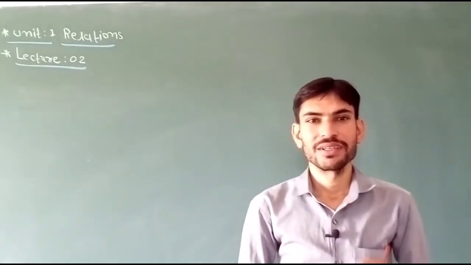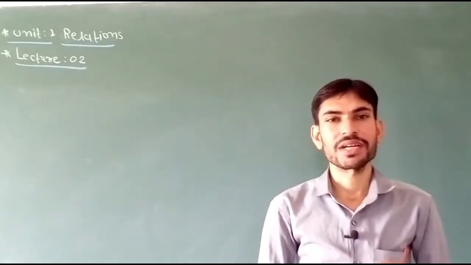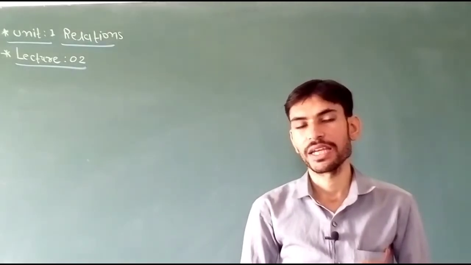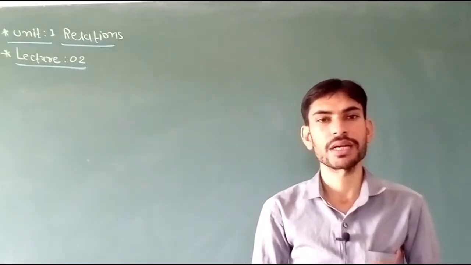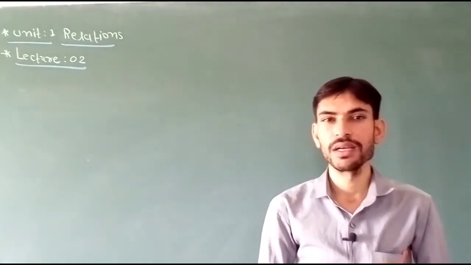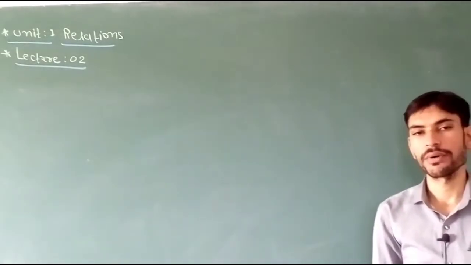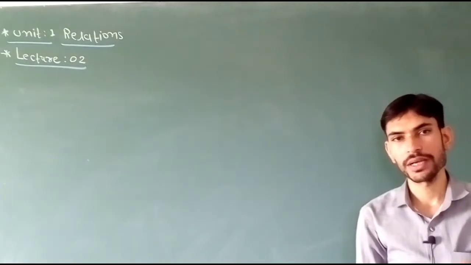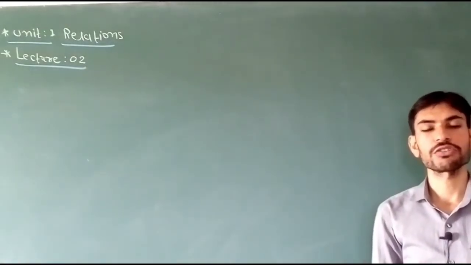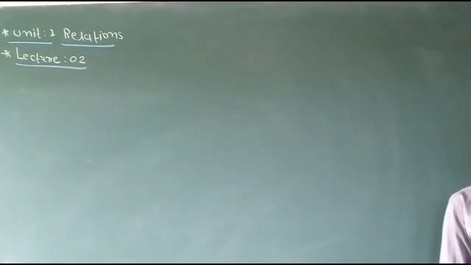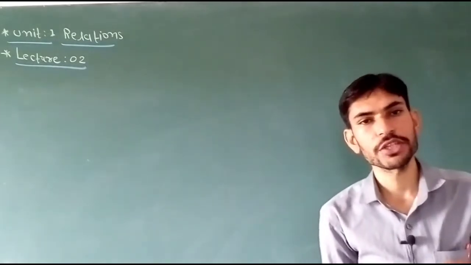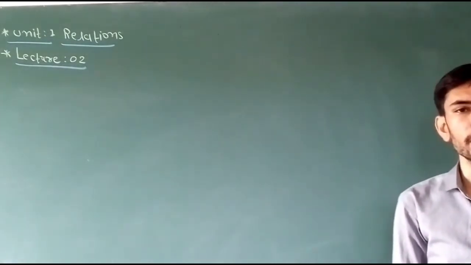Hello students, in the previous lecture we started paper number 7A. In paper 7A we started unit number one, Relation. In the last lecture we saw two definitions. We defined the Cartesian product of two sets and we saw the definition of a relation. As you know, a relation is nothing but a subset of the Cartesian product A cross B.